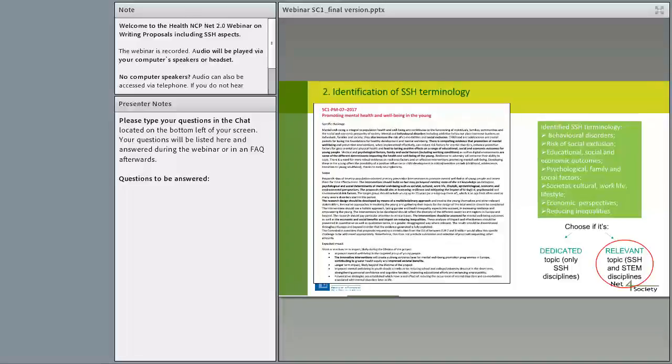So this topic, again, has SSH terminology: behavioral disorders, risk of social exclusion, educational, social, and economic outcomes, psychological, family, and social factors, societal, cultural, work-life, lifestyle, economic perspectives, and reducing inequalities. All these terms are relevant for the socioeconomic sciences and humanities, of course. So again, you need to choose if this is a flag topic or not, and this is a flag topic because you have all this terminology, and as this is a flag topic, you need to choose between a dedicated topic or a relevant topic. Of course, it's a relevant topic, because here you need to mix the socioeconomic sciences aspects, but also the medical aspects coming from medicine, and carry out the research together between SSH and STEM.